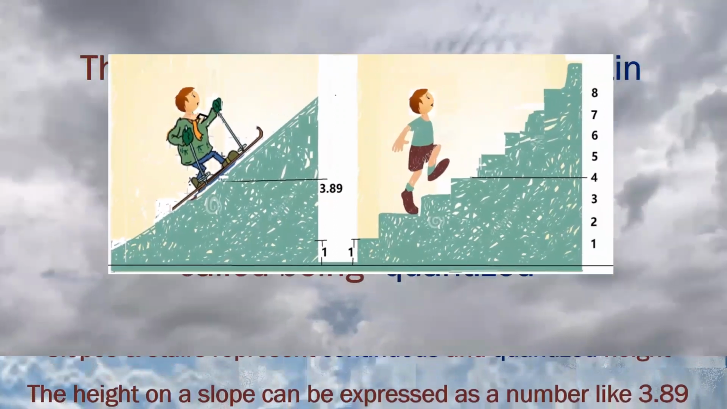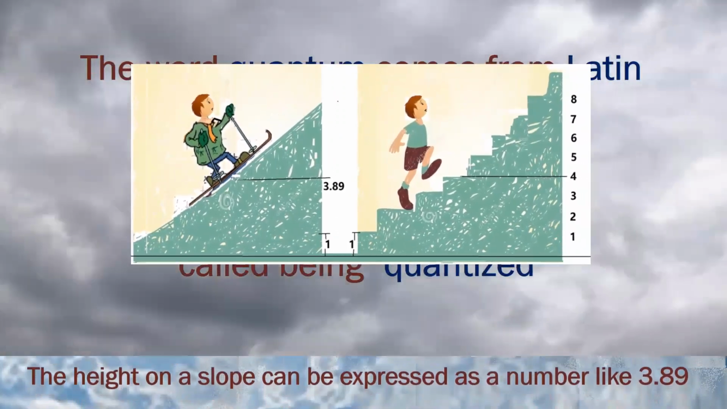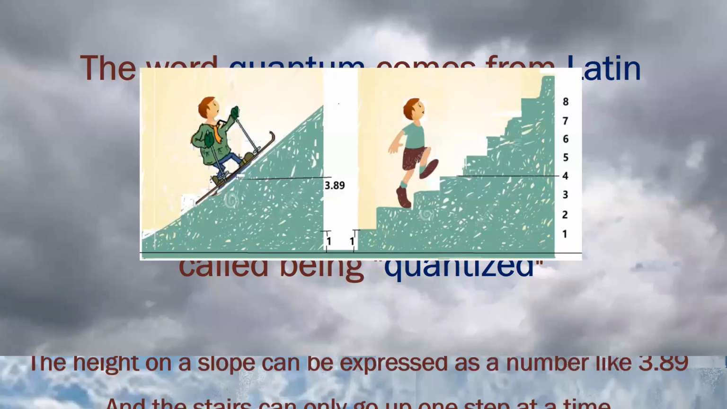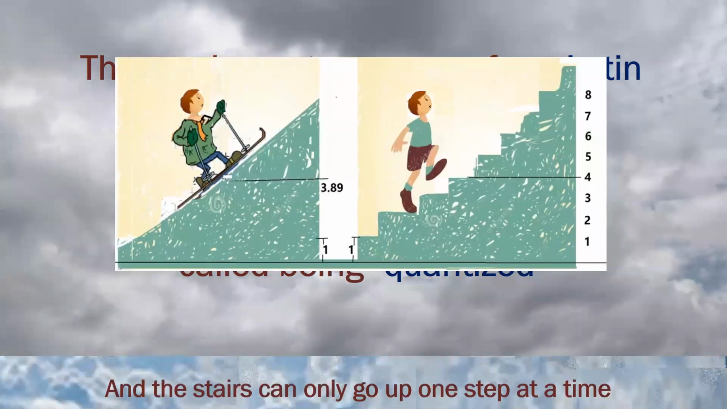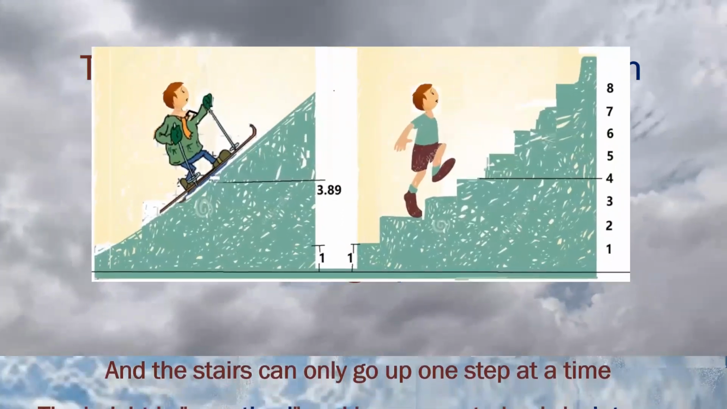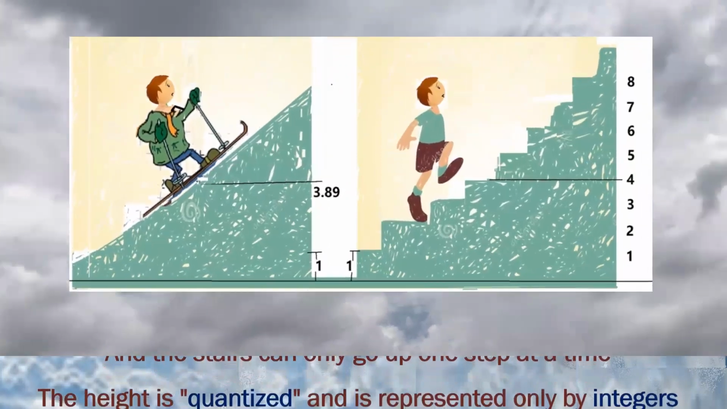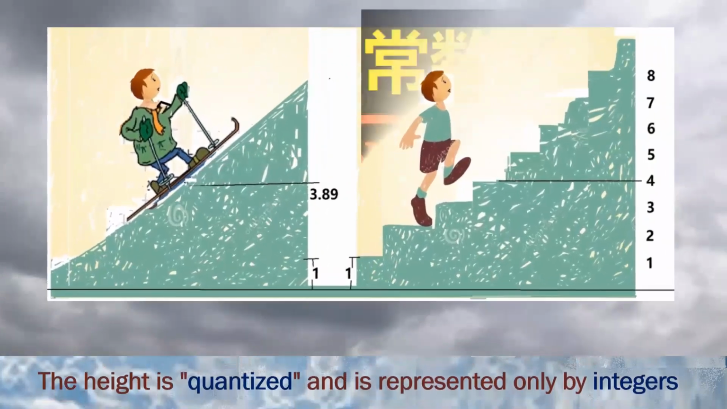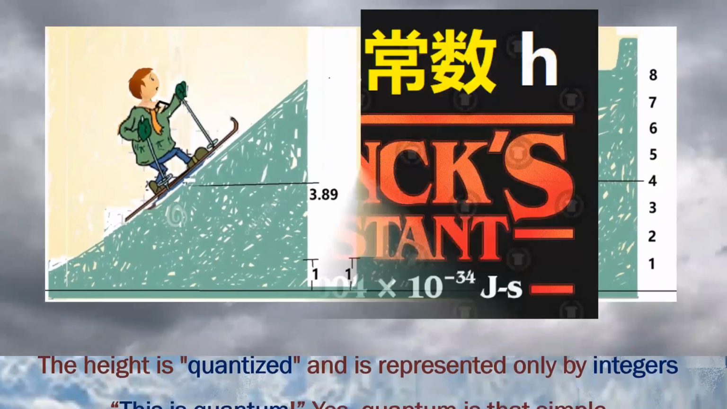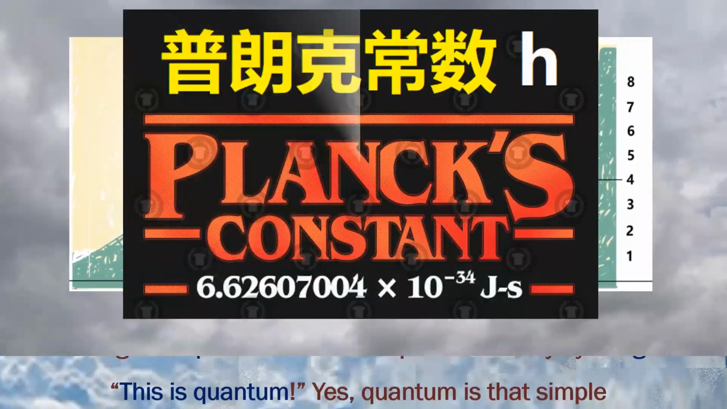The height on a slope can be expressed as a number like 3.89. But the stairs can only go up one step at a time. The height is quantized and is represented only by integers. This is quantum. Yes, quantum is that simple.